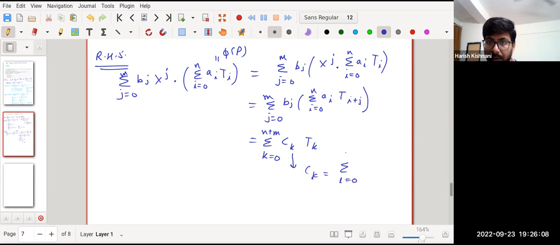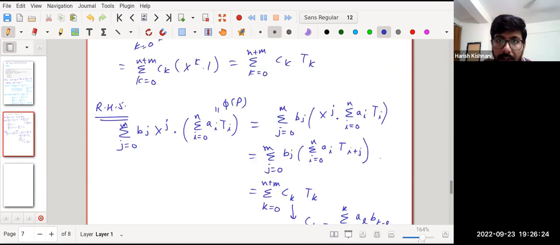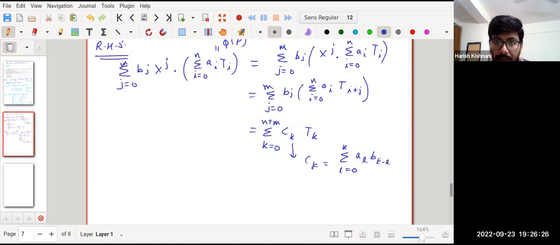Okay, so i equal to 0 to k. This is the summation of al b k minus n, al b k minus n. Okay, so this is the same as your LHS. So that is the same as your LHS. This implies phi is an R module homomorphism.